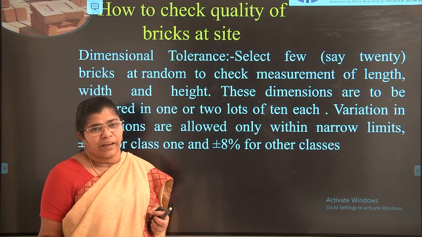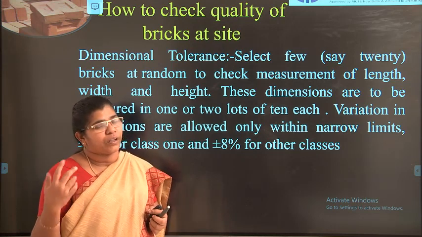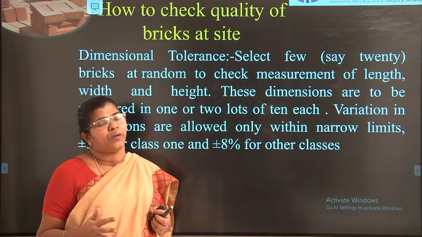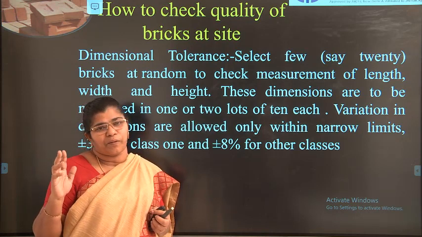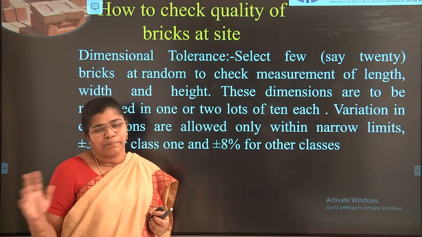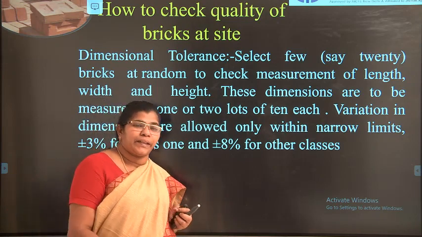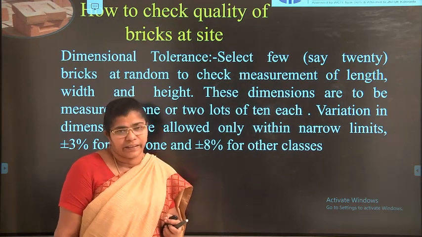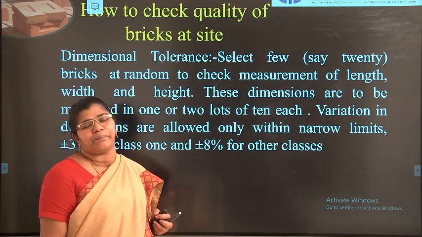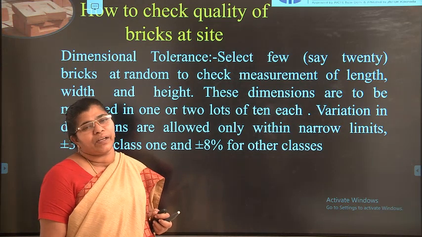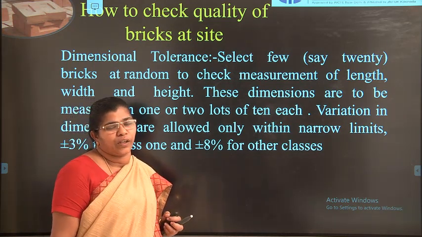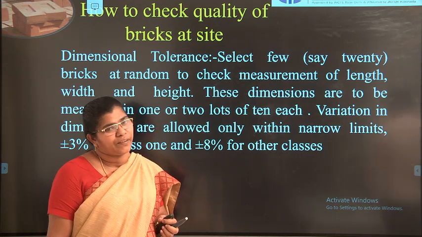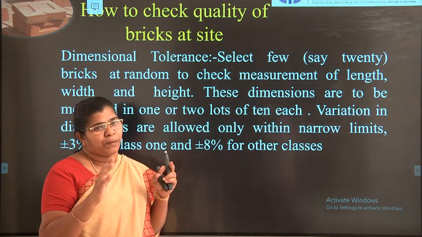If the water absorbed is more than 20%, then the pores will be more and the strength will be less, and we should not use that type of bricks for construction purposes. The next test: we take the brick and let it fall from 1 meter height. If the brick doesn't break, then it is a very good quality brick.